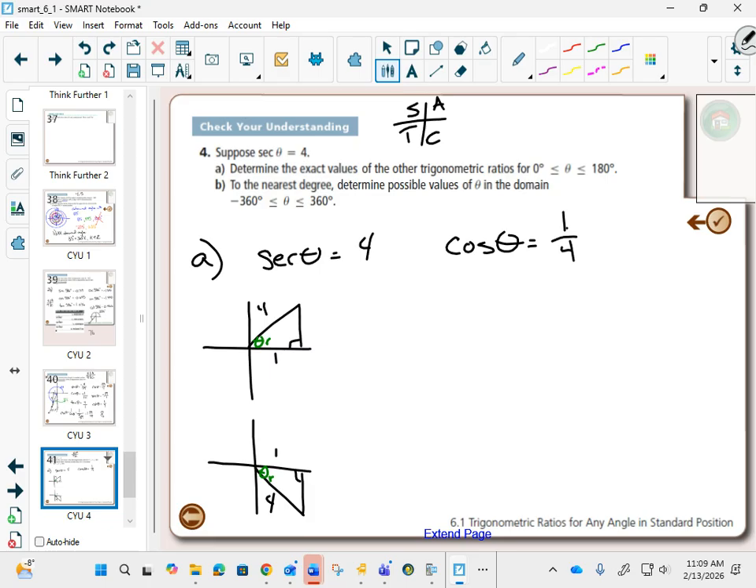Now, I drew both triangles because we're going to need it for part B. But in part A, do you see that they're only telling us to look between 0 and 180? So technically, I only need the top triangle for part A. But in part B, we're going to be solving this from negative 360 to 360, so we're going to need both triangles for part B anyways.